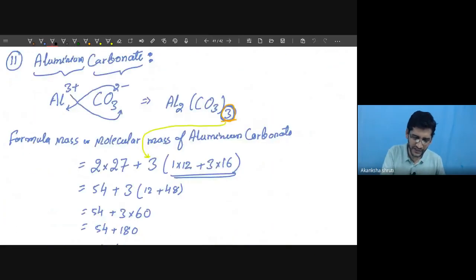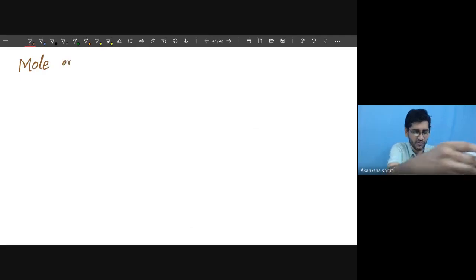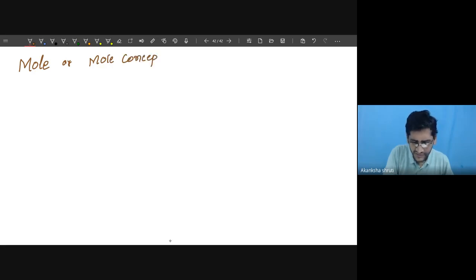Students, now let us go for the last topic, which is called mole. So what is this mole, or the mole concept? Mole concept is the topic, but the term here is mole only. So we shall write mole or mole concept. Students, understand this?